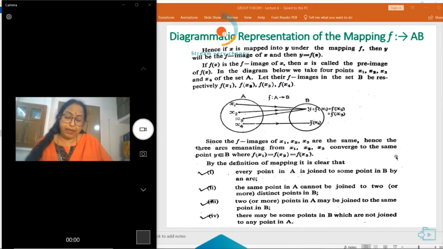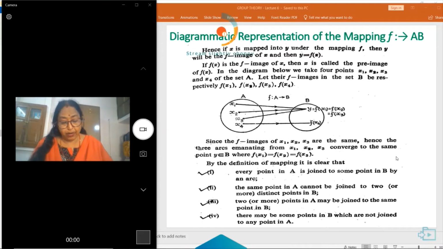Now, suppose the elements of A are x1, x2, x3 and x4, and the elements of B are shown in your figure. Then, if a relation of this type is shown, this is known as many-one mapping. Mind it, every element of A should have an image in B. Number one, every point in A is joined to some point in B by an arc. Number two, the same point in A cannot be joined to two or more distinct points in B.